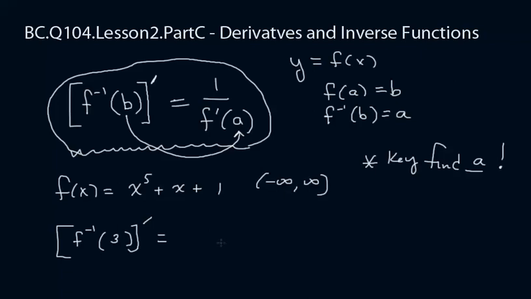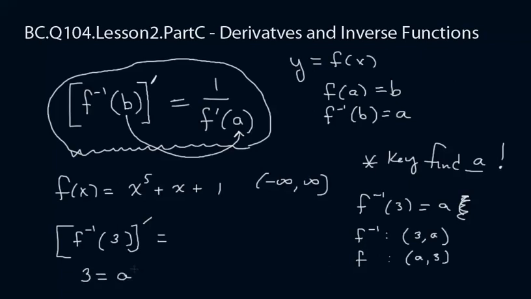All right, so how do we do that? Well, I know from this that f inverse of 3 equals a. Underneath it, I can say that f inverse goes through the point 3, comma a. That means the function f itself will go through the point a, comma 3. So if we look at our function above, f of x equals x to the fifth plus x plus 1, then 3 is the outcome, and a is the input. And we have to determine the value of a.